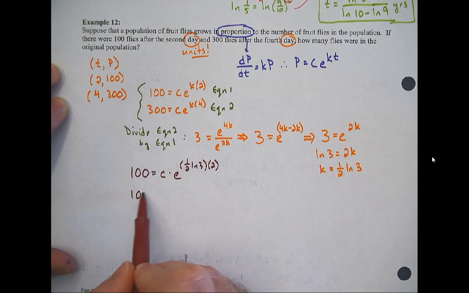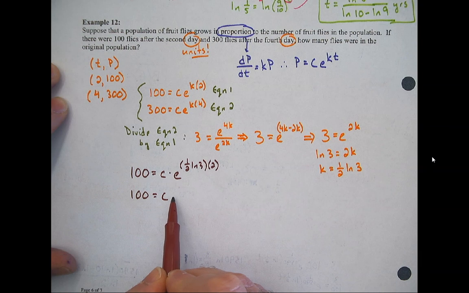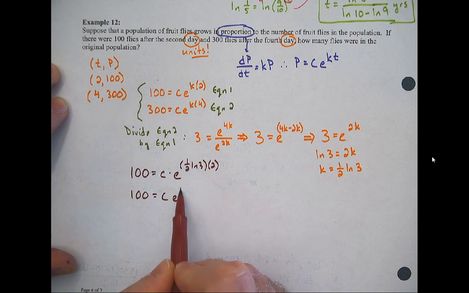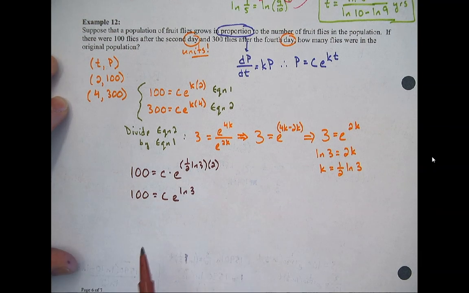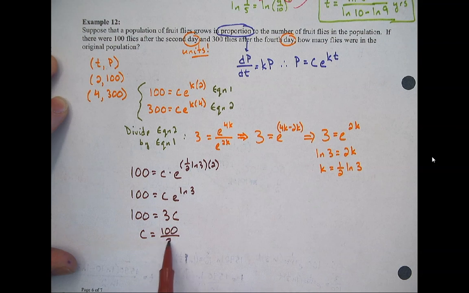So 100 equals C e to the natural log of 3. I like that even more. So those are going to cancel. So now 100 equals 3 times C. Divide by 3, we get C equals 100 over 3.